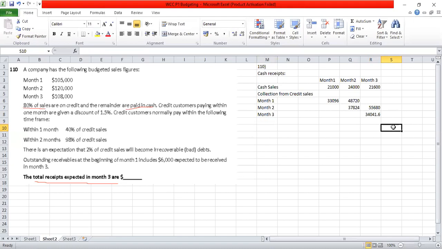So the total receipts expected in 3 months, these are the amounts which would be expected in 3 months. Add them up and we would have these amounts in this particular fashion.